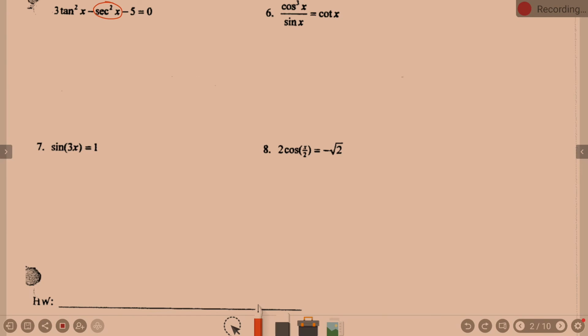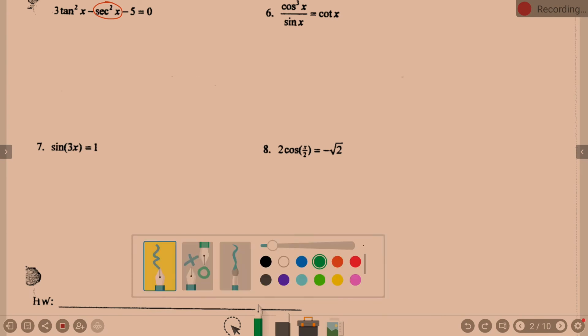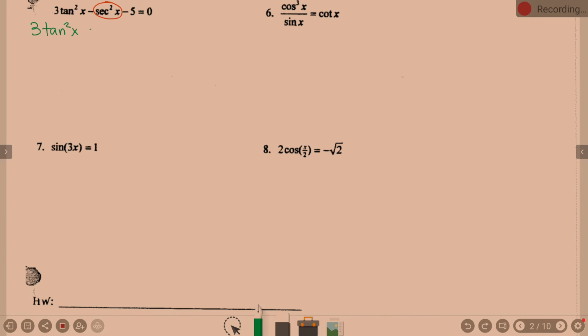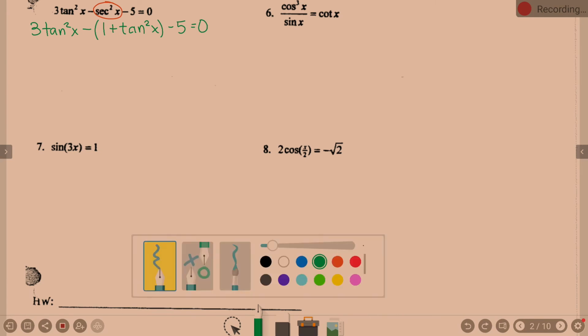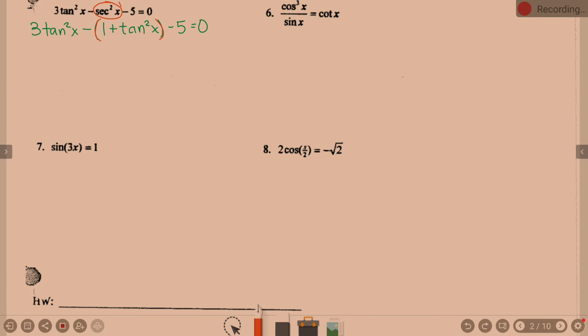So here's what I'm going to do. I'm going to recopy my equation. We're still going to have 3 tangent squared x minus, what am I putting in for secant squared x? That is 1 plus tangent squared x. There's still minus 5, and it still equals 0. This works because there is a Pythagorean identity that works to my advantage.